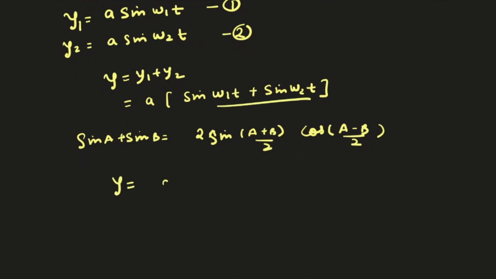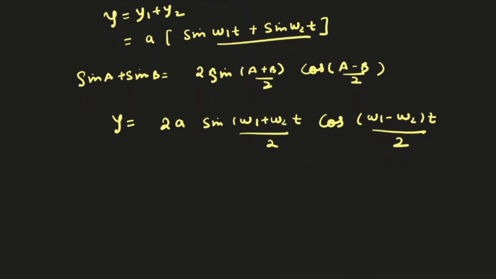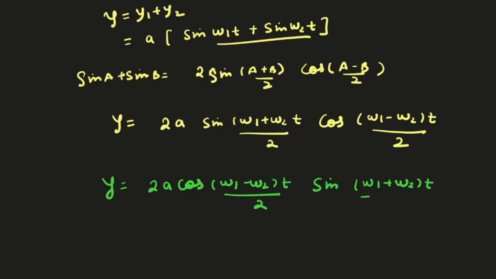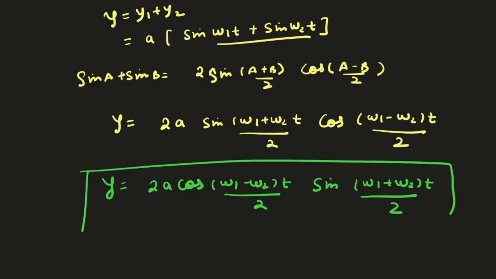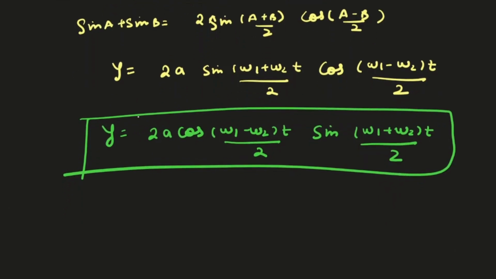So y equal to 2a sine (omega 1 plus omega 2) t by 2 into cos (omega 1 minus omega 2) t by 2. Let's rearrange this equation and we get y equal to 2a cos (omega 1 minus omega 2) t by 2 into sine (omega 1 plus omega 2) t by 2. So this is the resultant wave expression, and here this is known as the resultant amplitude.